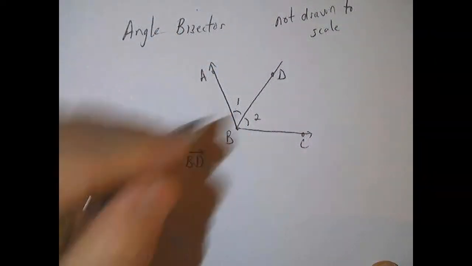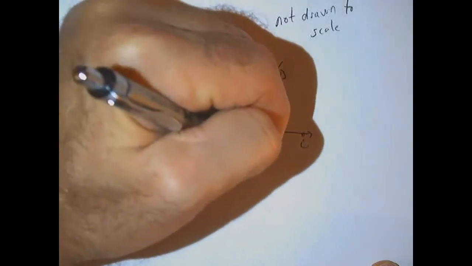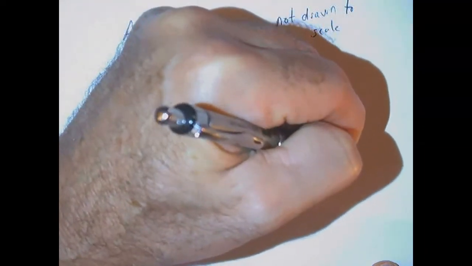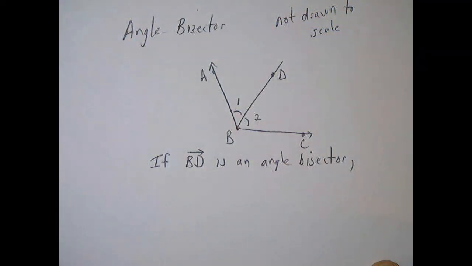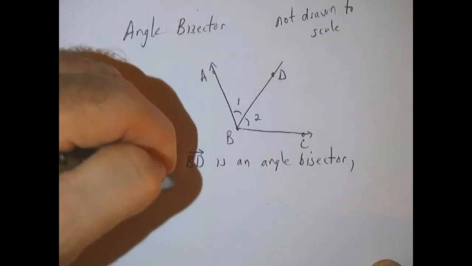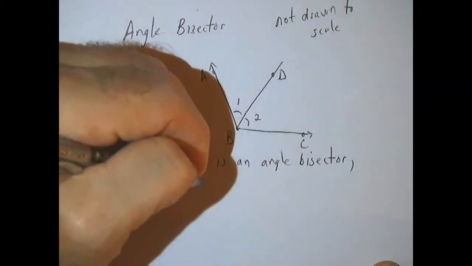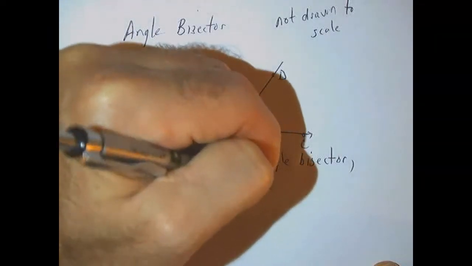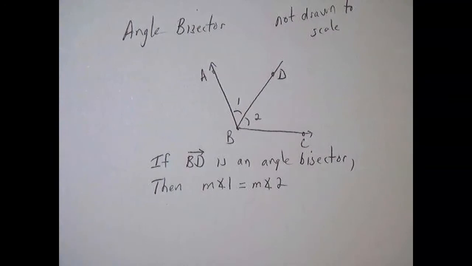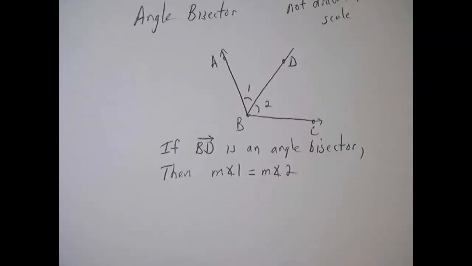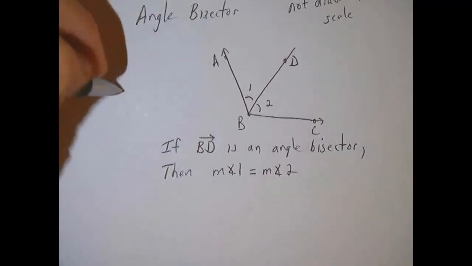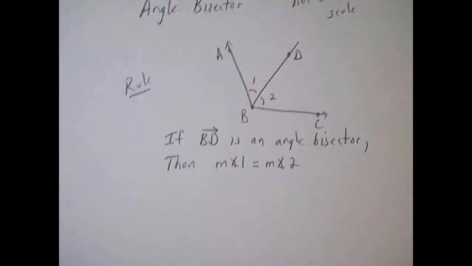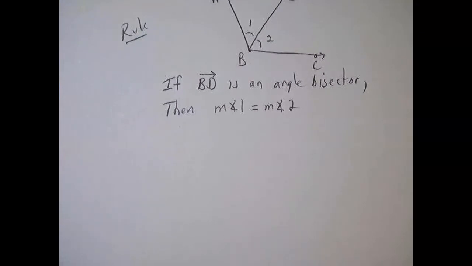So if ray BD is an angle bisector, and if always goes with then, if it's an angle bisector, then the measure of angle 1 equals the measure of angle 2. Okay? And by the way, this works in both directions as long as they're connected and it's part of the same diagram. All right, that's the rule. Now we're going to look at an example with numbers, and then we'll look at an example with variables.